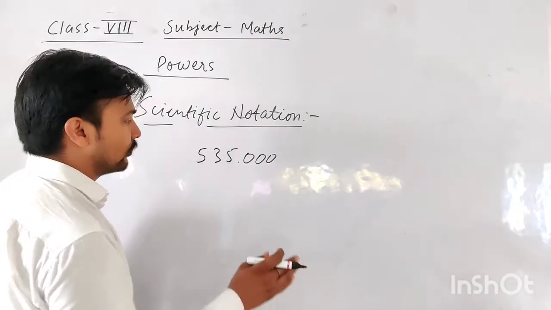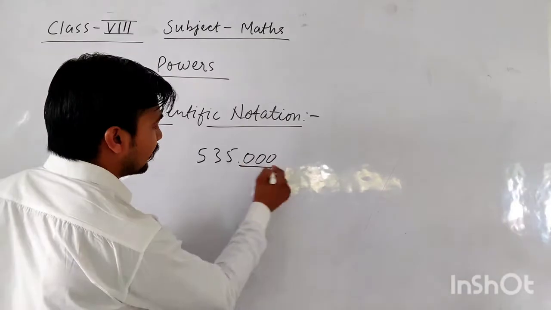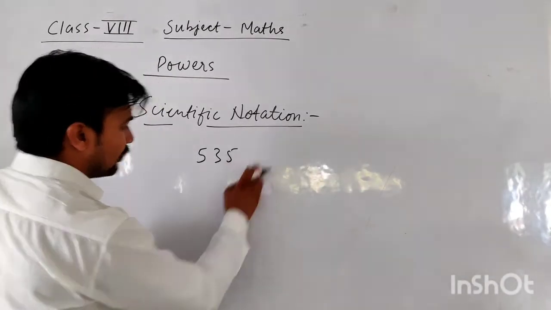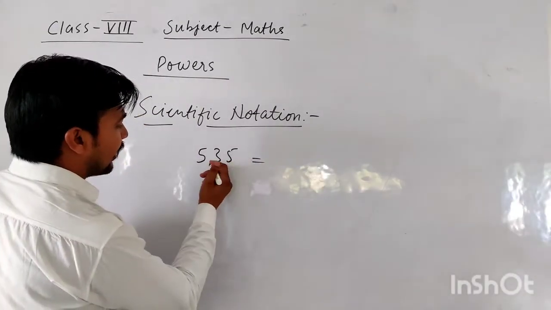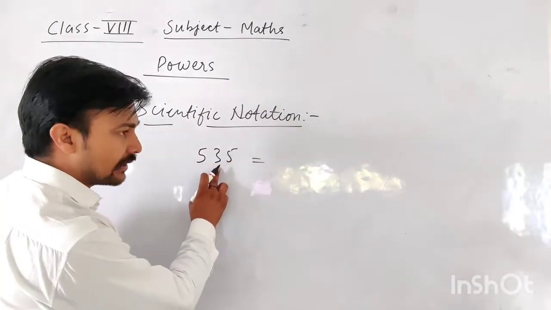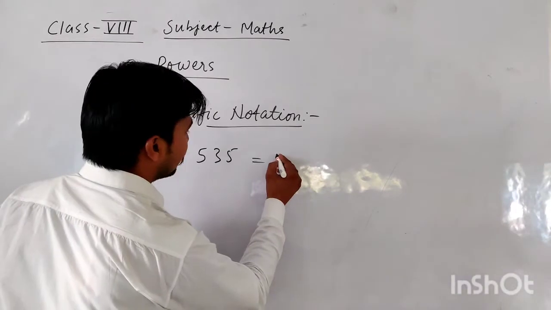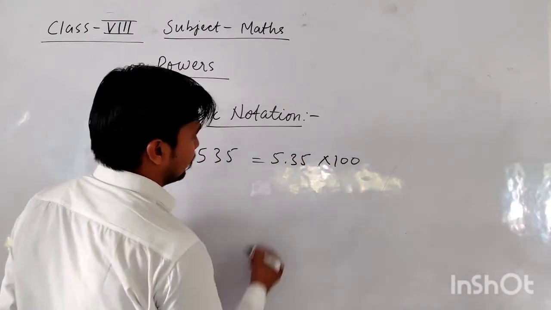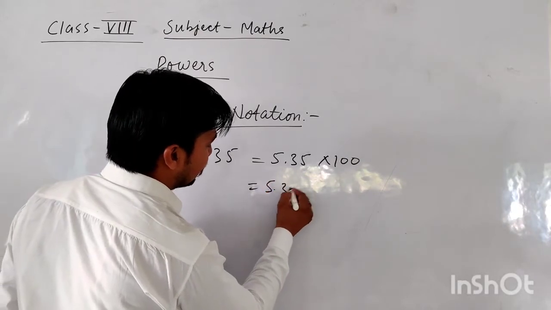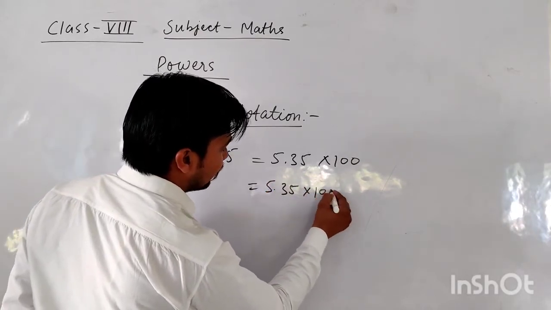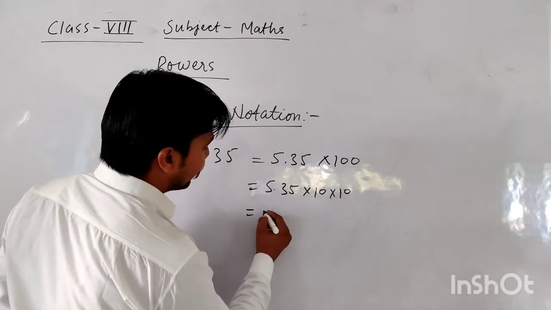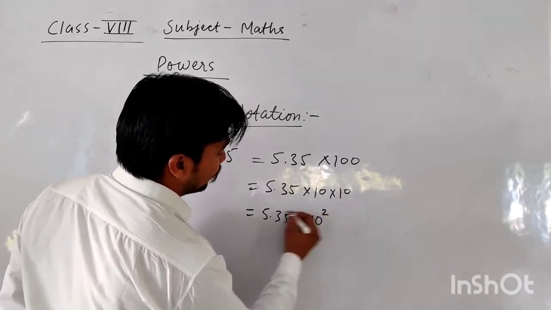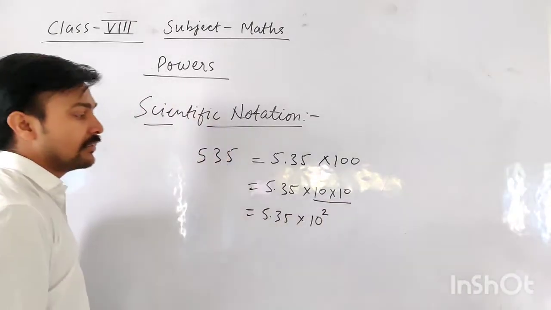So it is assumed. यहाँ पे हम हमेशा assume करते हैं कि यहाँ पे point होता है उसके बाद 0 0 होता है जिसकी कोई वैल्यू नहीं होती है. But अगर यही point हमें यहाँ पे लाना होगा तो हम इसको 100 से मल्टीप्लाई करेंगे. That means 5.35 will be multiplied with 100, and this 100 can be written as 10 into 10, which can be written as 10 the power 2, because 10 has been multiplied 2 times.